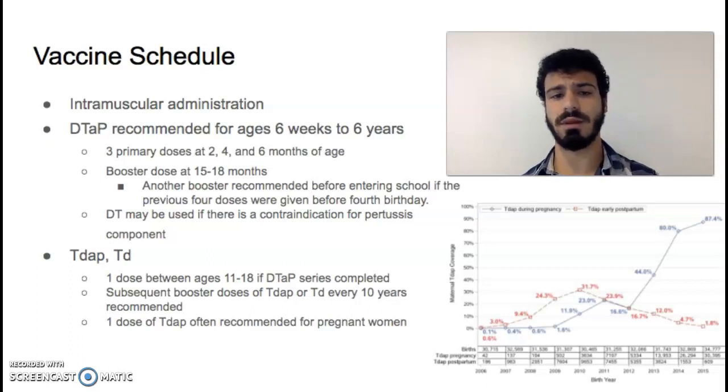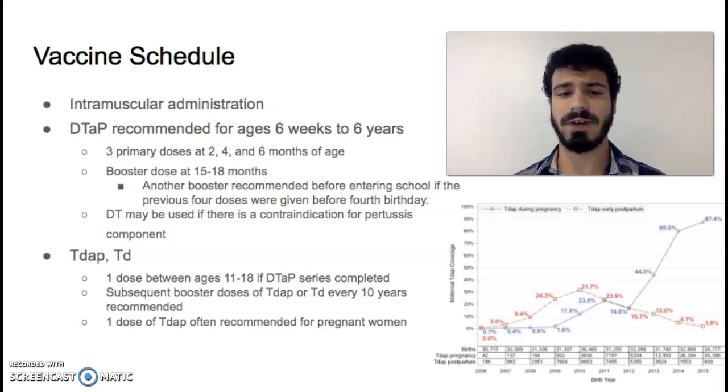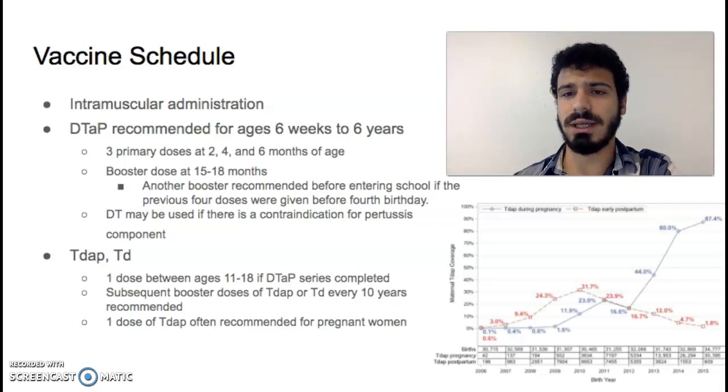after childhood, it's recommended that you get another dose between ages 11 and 18, but this would be the Tdap or the Td vaccine. And then after that booster during adolescence, subsequent booster doses of Tdap or usually Td are recommended every 10 years or so. And especially for older adults who have contact with infants, it's recommended to get the Tdap just to get that pertussis component.